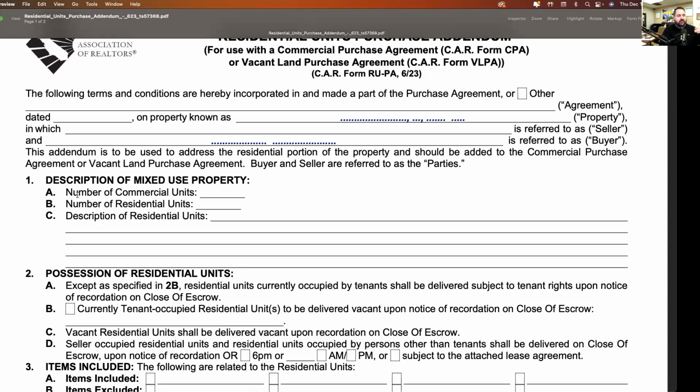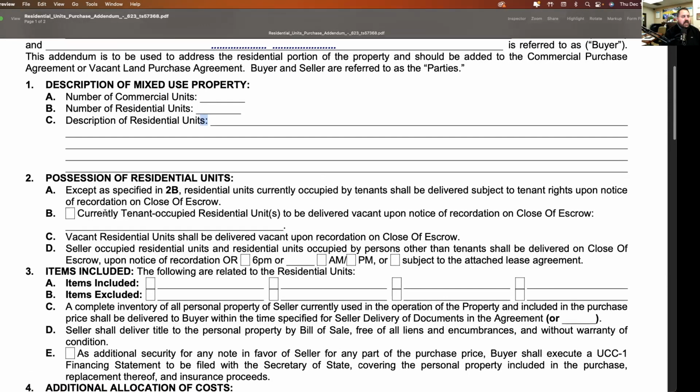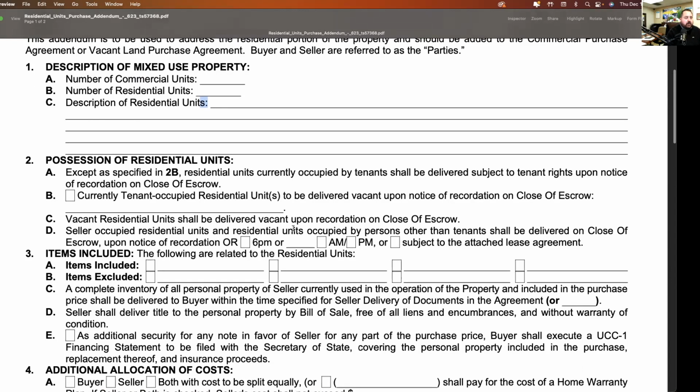So it's going to ask here for a description, the number of commercial units. Okay, there's two. Number of residential units. There's two. And then my description of what the residential units are. Right? Two bedroom, one bath apartment upstairs, and a one bedroom, one bath ADU downstairs, whatever it is. Except as specified in 2B, the number of residential units currently occupied by tenants shall be delivered subject to tenant rights upon notice of recordation on close of escrow. Currently tenant occupied residential units to be delivered vacant, right? If they're going to be vacant, the vacant units shall be delivered vacant upon recordation. We know that.